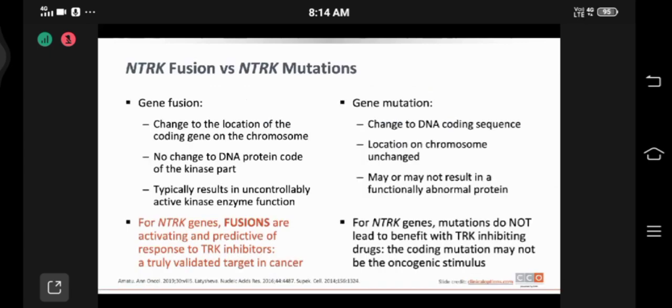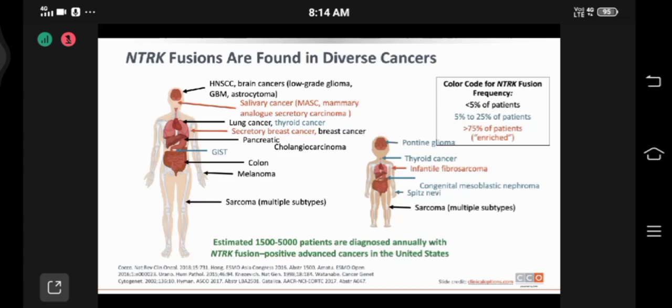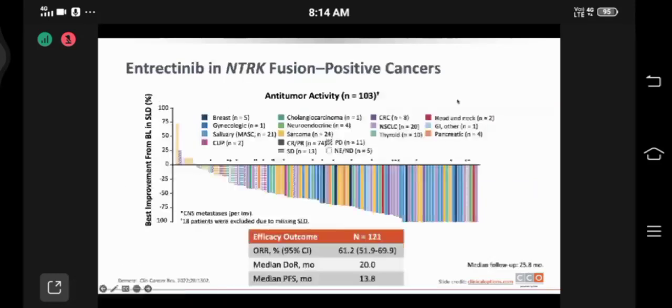Similarly, with NTRK, which is even rarer, we can see it in many tumor sites, especially salivary cancer. Salivary cancer doesn't have many other options. If at all it is advanced, not even chemotherapy works. So you have salivary cancers, which are very important, secretory breast cancer, and many pediatric cancers also have this NTRK fusion. So irrespective of the cancer, there are drugs like entrectinib which are approved, and these are the brilliant response rates that we observe with this molecule.